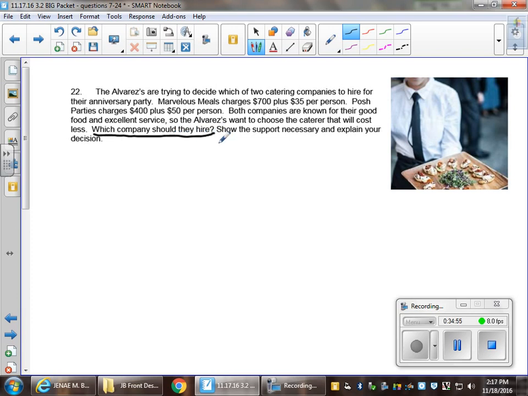So we're trying to figure out which one is better. Right away, we know that that will be a y equals mx plus b system. We're going to be comparing these two companies. Let's get our two color highlighters ready to go.